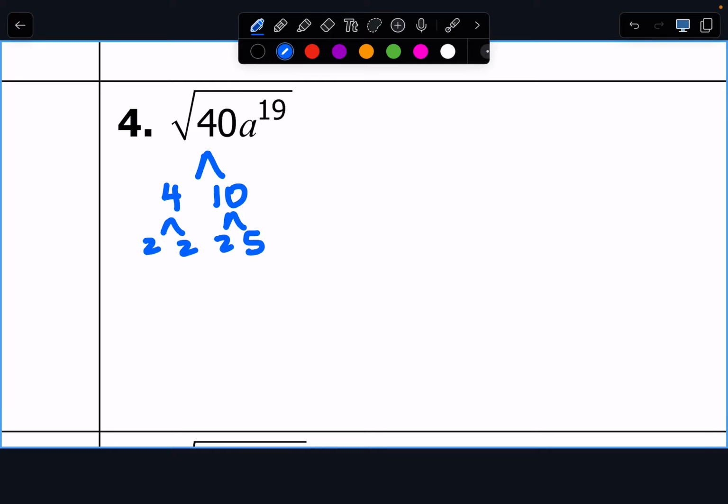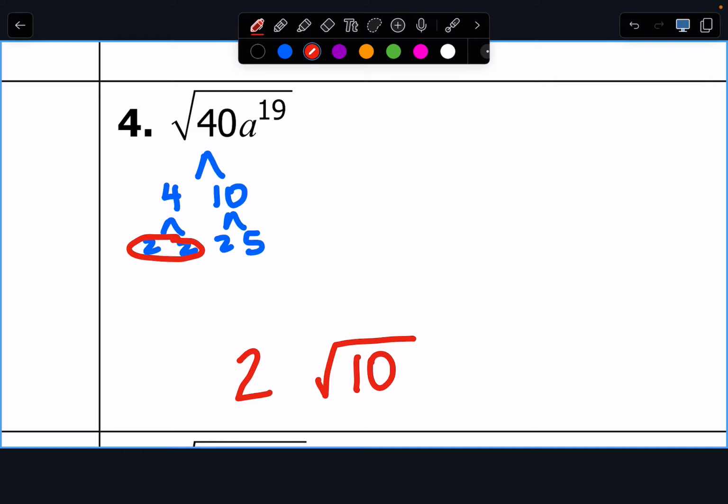Okay. What comes out of the radical? 2 times 2 comes out of the radical as 2. What stays underneath the radical? 10. Okay, 2 and 5, which is 10.